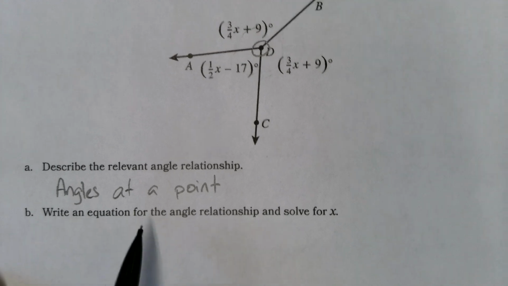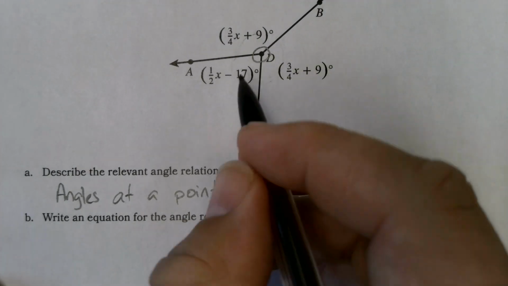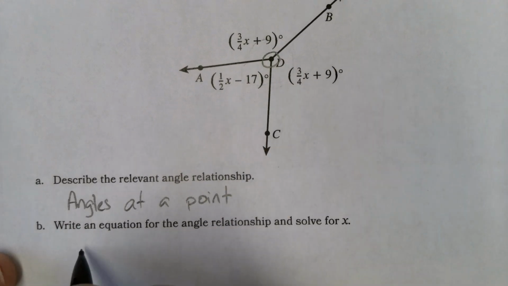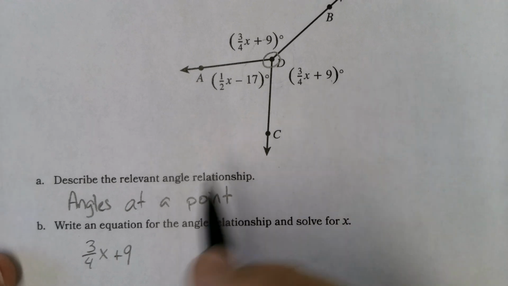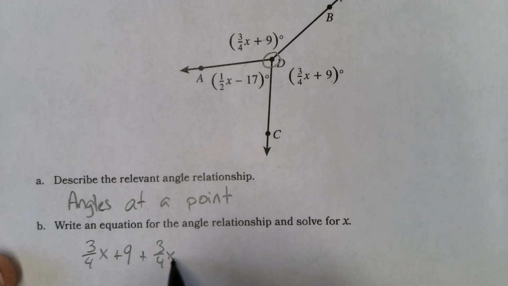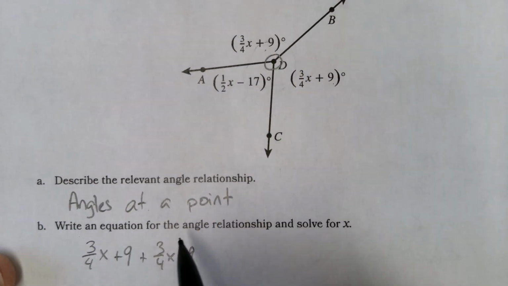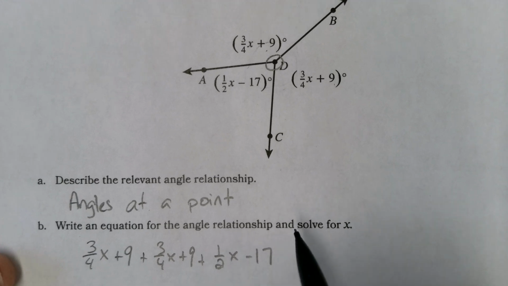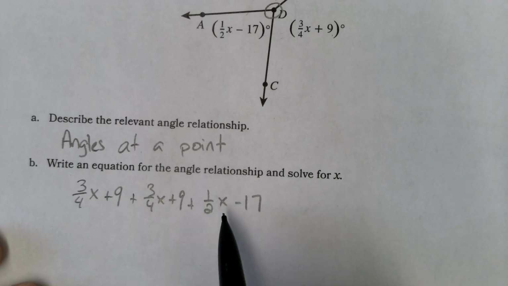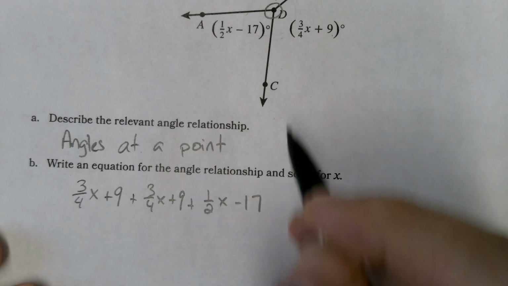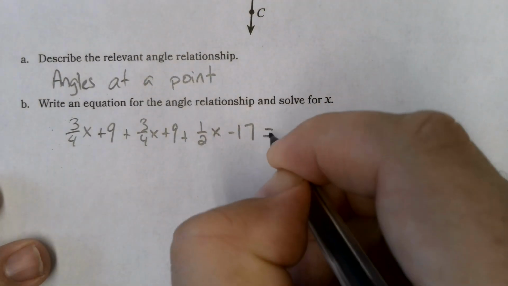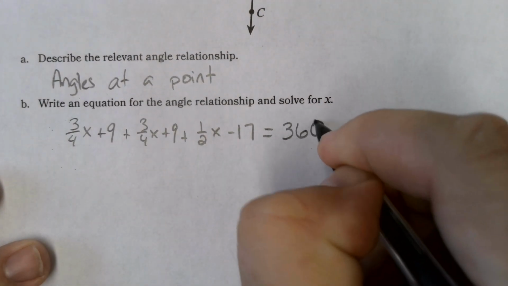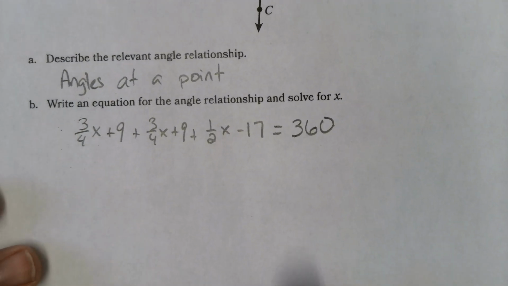Part B wants us to write the equation. If they're angles at a point, I'm going to add all of these up. So I'm going to have 3/4 x plus 9 plus 3/4 x plus 9, plus 1/2 x minus 17. I'm adding all of these together, and as a whole, since they're angles at a point, they add up to 360 degrees.